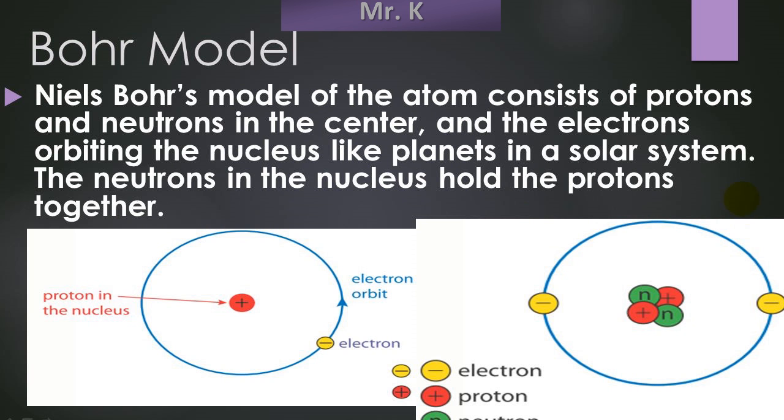The Bohr model of the atom was developed by Niels Bohr, and he said, what I think it is, inside the middle, in the nucleus is where the protons and neutrons live, and the electrons orbit the nucleus, kind of like a solar system, like how planets orbit the sun in a solar system. And here we have an example of a hydrogen atom with its 1 proton and 1 electron, and here we have an example of the helium atom with 2 protons, 2 neutrons, and 2 electrons that are orbiting it.